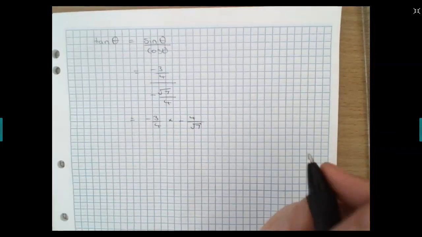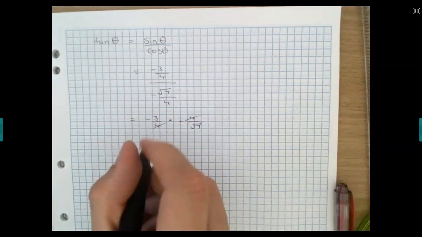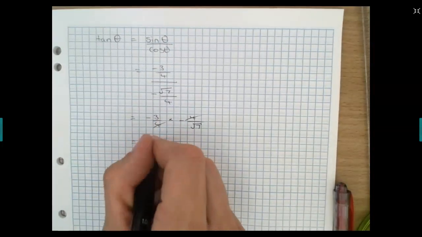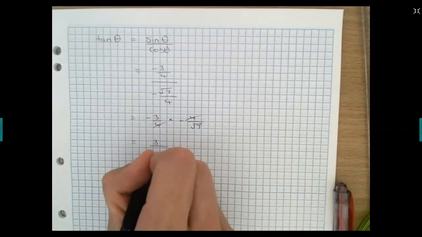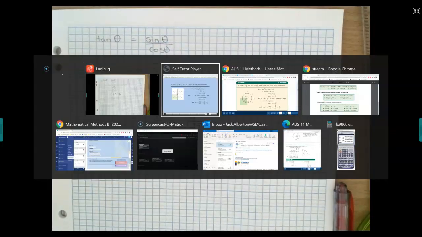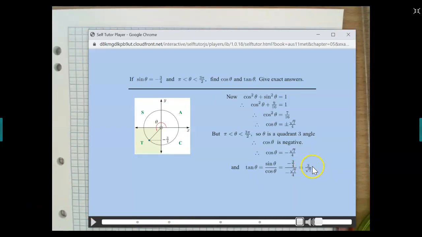And then what we can do is those cancel out. That's a minus, that's a minus. So I'm going to be left with a positive result, and it's going to be 3 over square root of 7. See, that's how they've determined that tan theta is going to be 3 over square root of 7, and we know that it's the one in the correct quadrant because we use the relevant cos theta term.